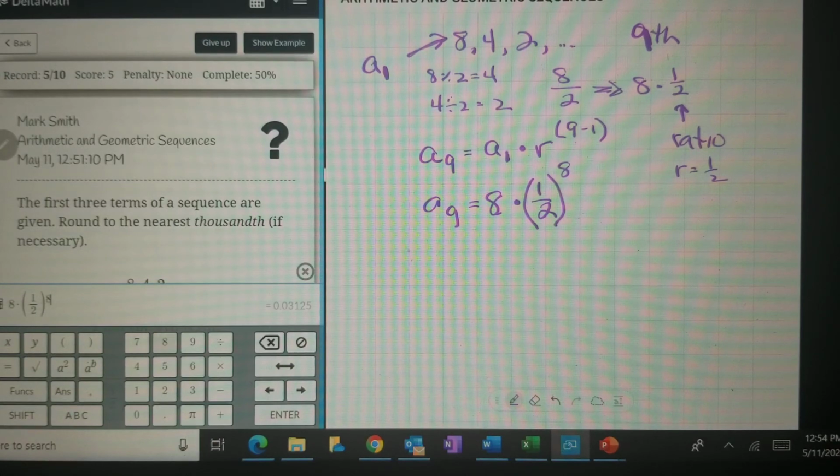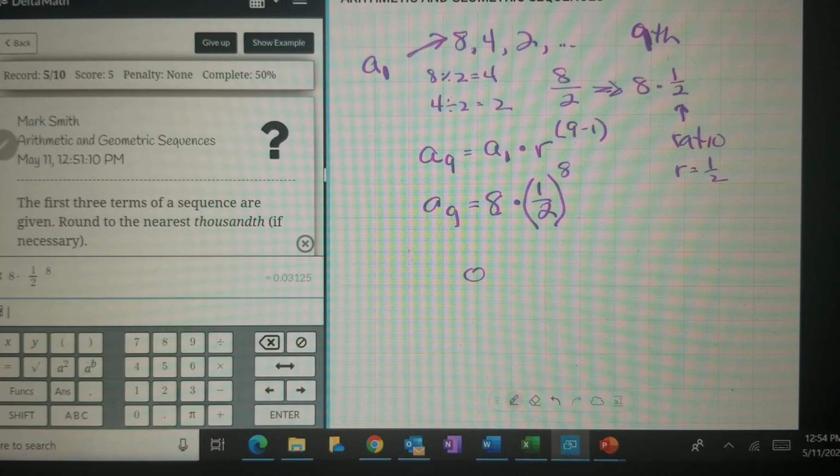And 8th times, and we hit enter, and it tells us 0.03125, and it says to the nearest thousandth. Okay, so this is tenth, this is hundredth, and this 1 is thousandths, right? All right, so that means there's our answer right there.